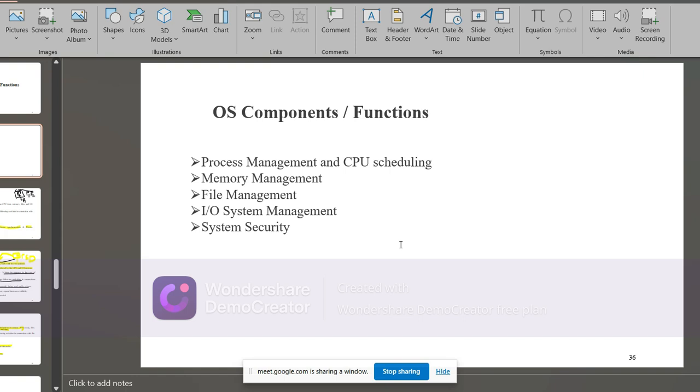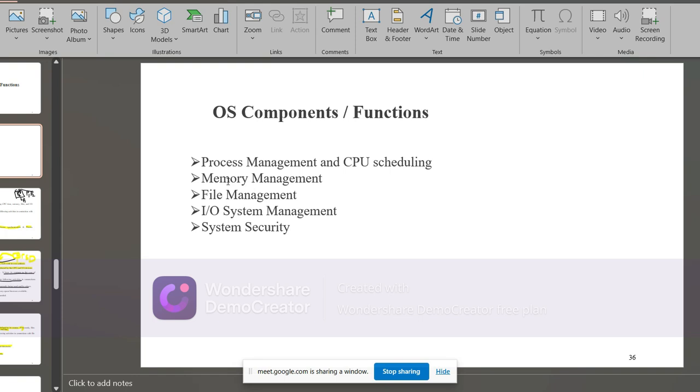Suppose the OS is using the first come first serve scheduling algorithm. Suppose process P1 arrives first, then the OS will start the execution of process P1. If process P2 arrives first, then the OS will start the execution from process P2. That is nothing but CPU scheduling.